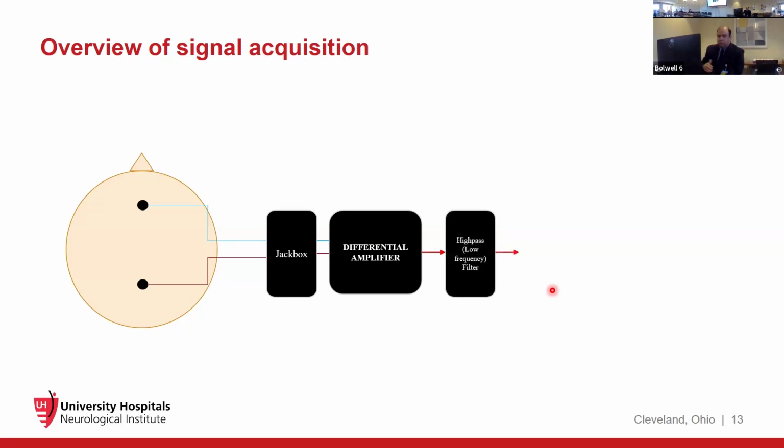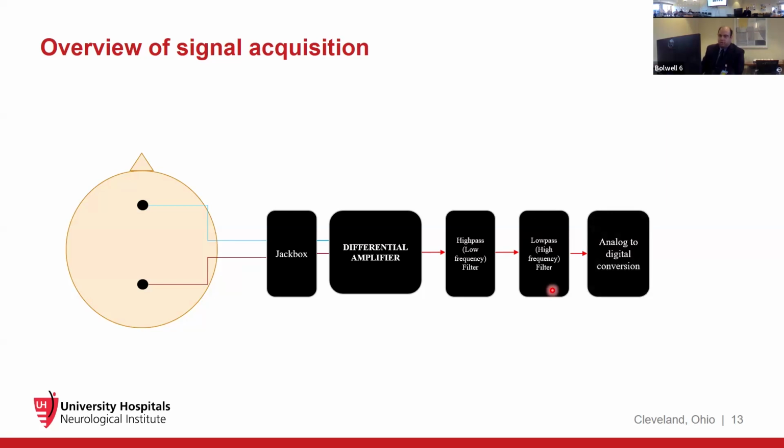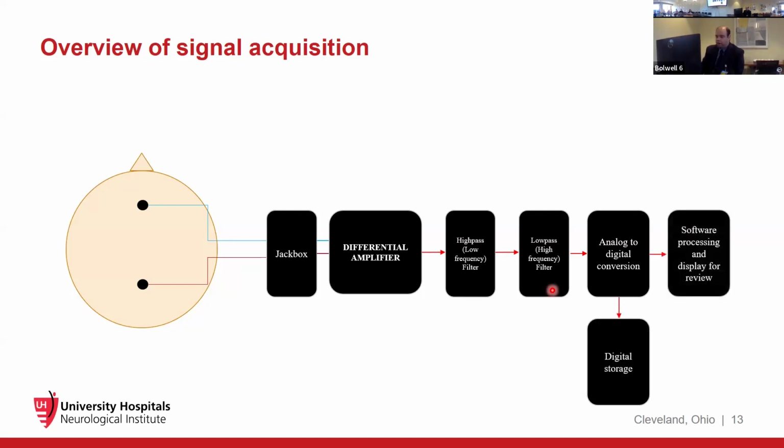But then it goes through different filters. So there's something called a low frequency filter or high pass filter, and a high frequency filter or low pass filter. And then because modern EEG is not recorded on paper, it's a digital EEG, you take the analog signal and you convert it into a digital signal. So there's something called digitization, analog to digital conversion, and then you store it and you record it. So this is the overall pipeline of how the signal is acquired and then shows up on your computer screen. Now, a differential amplifier, the name is kind of self-explanatory if you think about it.